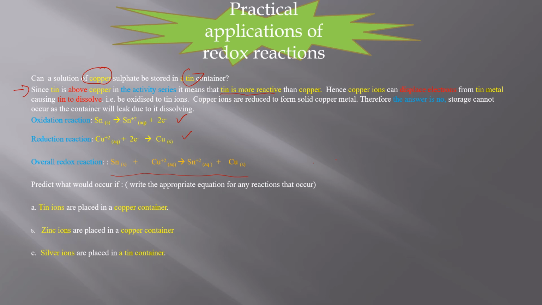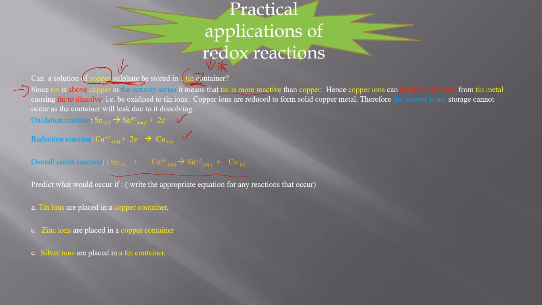So in other words, what it's telling you is, this is the solution part, this is the solid metal part. If this one is higher on the activity series, it's going to rust away, and you cannot store those two together. You cannot put that solution in that metal container.